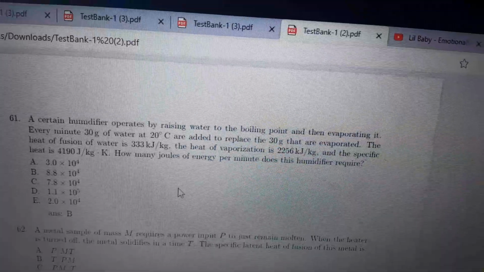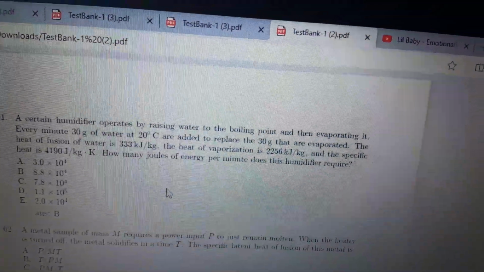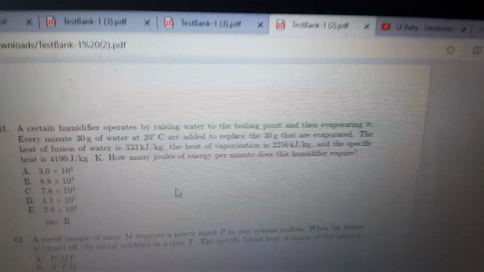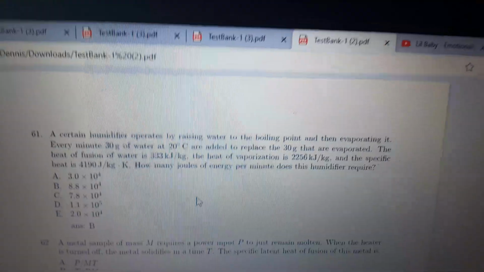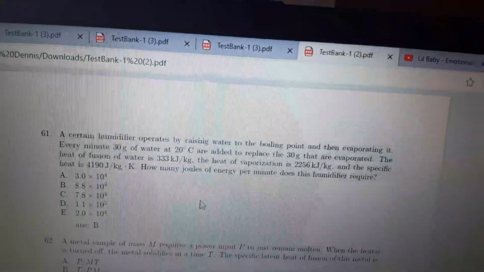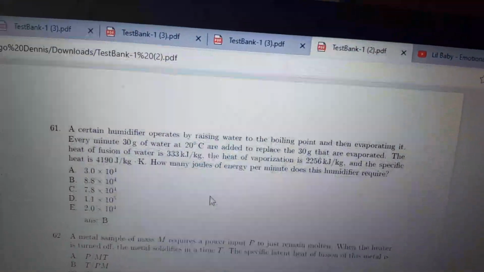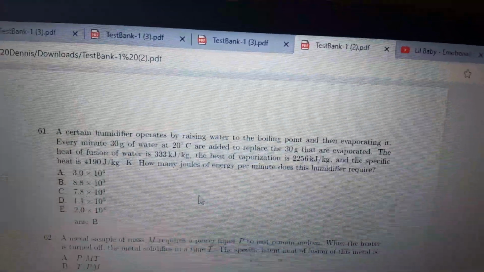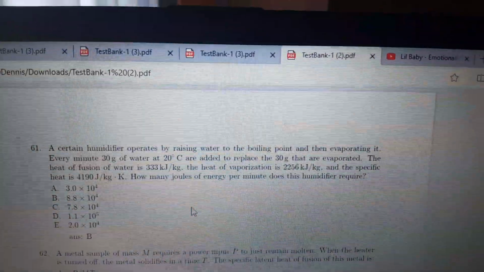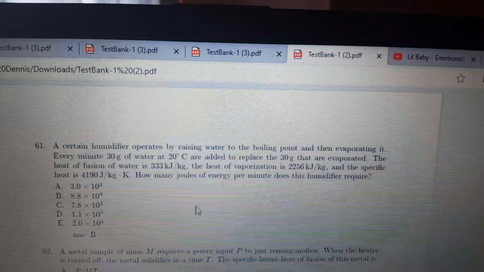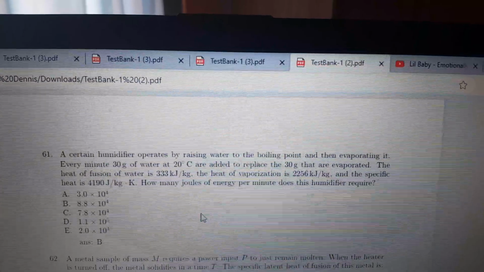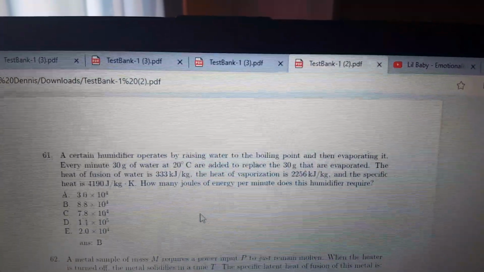A certain humidifier operates by raising water to the boiling point and then evaporating it. Every minute, 30 grams of water at 20 degrees Celsius is added to replace 30 grams that are evaporated. The heat of fusion of water is 33 kilojoules per kg, the heat of vaporization is 2256 kilojoules per kg, and the specific heat is 4190 joules per kg K. How many joules of energy per minute does this humidifier require? B, 8.8 times 10 to the power 4.